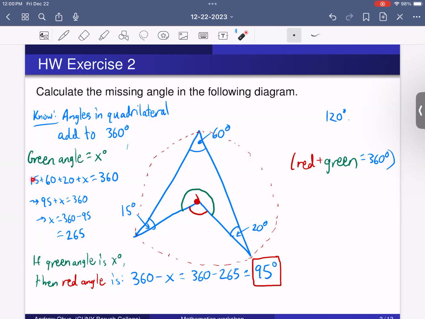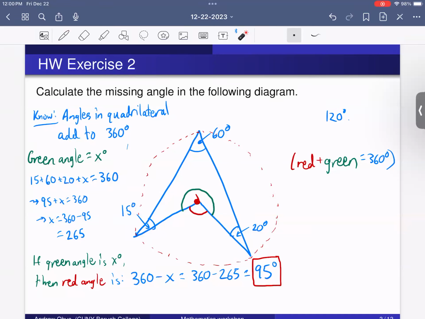Okay, and you can show it by using this method, right? This angle plus this angle is 360, but this angle also plus the sum of these three angles is 360. So that means this angle has to be the sum of these three angles. Okay, so you actually get 95 degrees.